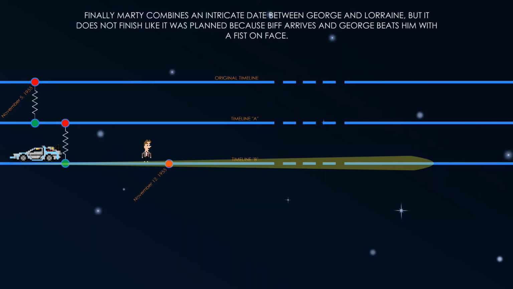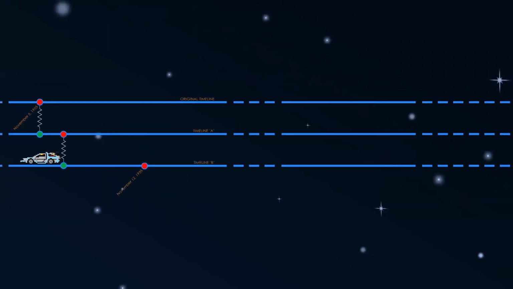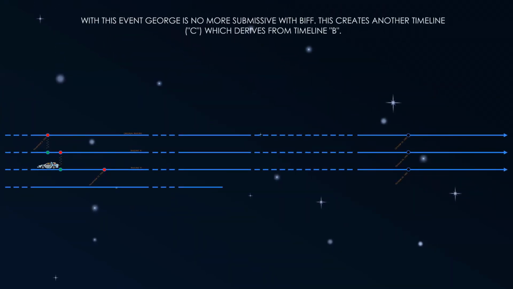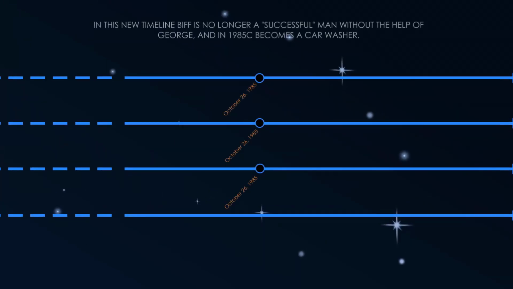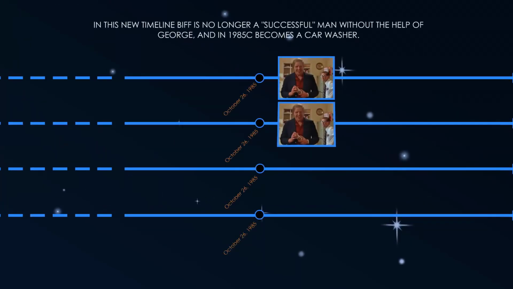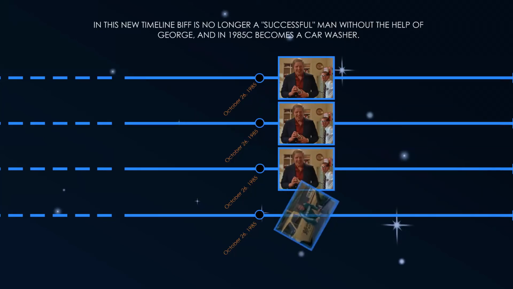Finally, Marty arranges an intricate date between George and Lorraine, but it does not finish as planned because Biff arrives and George punches him in the face. With this event, George is no longer submissive with Biff. This creates another timeline, C, which derives from timeline B. In this new timeline, Biff is no longer a successful man without the help of George, and in 1985C becomes a car washer.